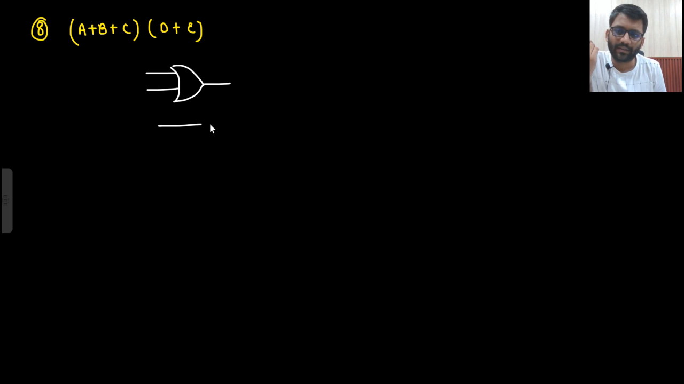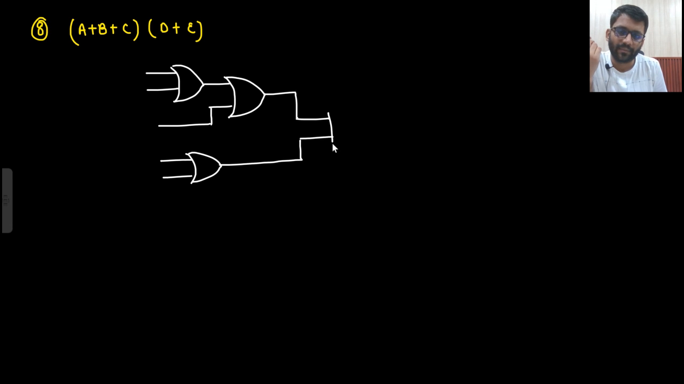A plus B plus C into D plus E. This is the form you want? Yes, this is the form I want. So I have to solve it. A plus B and then plus C will come, and then from here D plus E will come, and then both will be multiplied. So A, B, C, D, E.